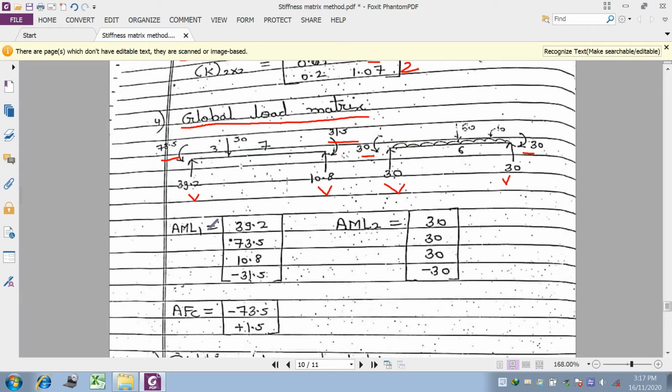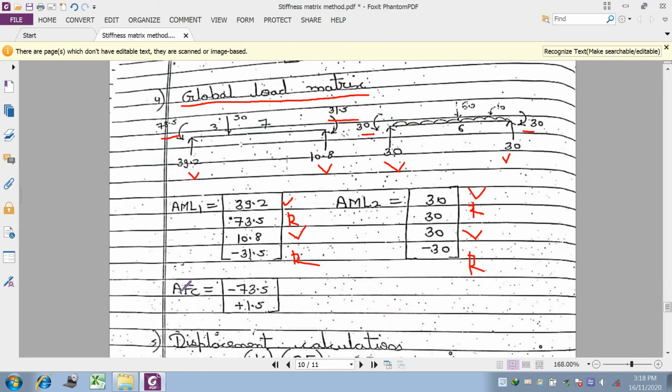After calculating all this, you can frame your AML1, that is the load matrix for member AB. Here you have to write 39.2, then 78.5 rotation, then vertical, then rotation. Similarly AML2: the vertical component will come first, then the rotation component second, then again vertical, then rotation. By this way you can calculate your load matrix for member AB, and similarly the load matrix for member BC. Now after calculating all this, you have to calculate AFC.